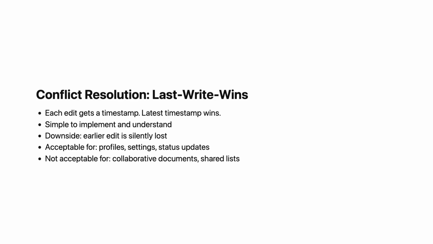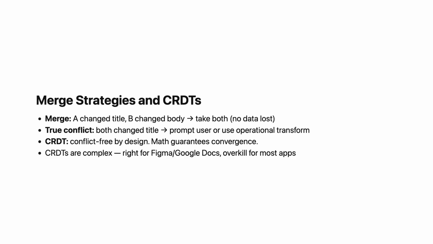Third, use a data structure that is designed for conflict-free merging. These are called CRDTs. CRDT stands for Conflict-Free Replicated Data Type. It is a data structure that can be modified independently on multiple devices and merged automatically without conflicts. The math guarantees that no matter what order the operations are applied, the result converges to the same state.